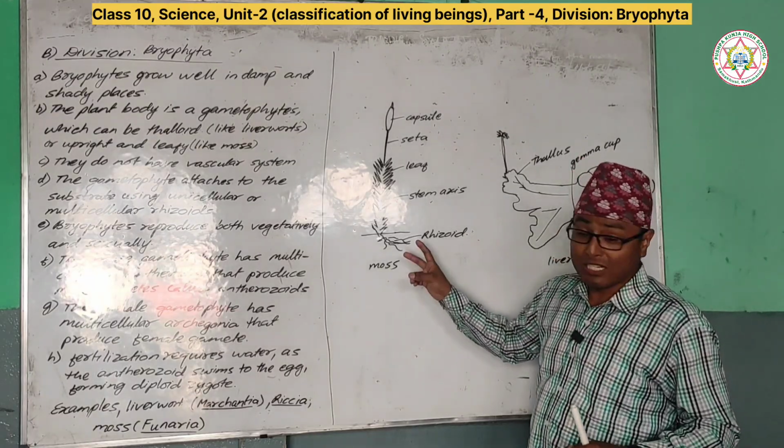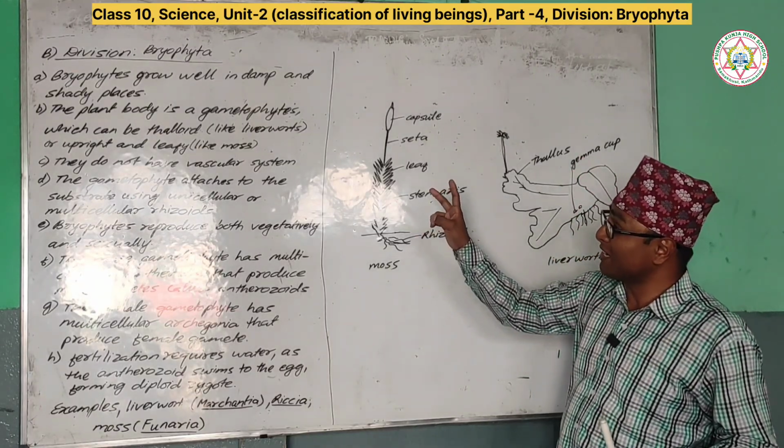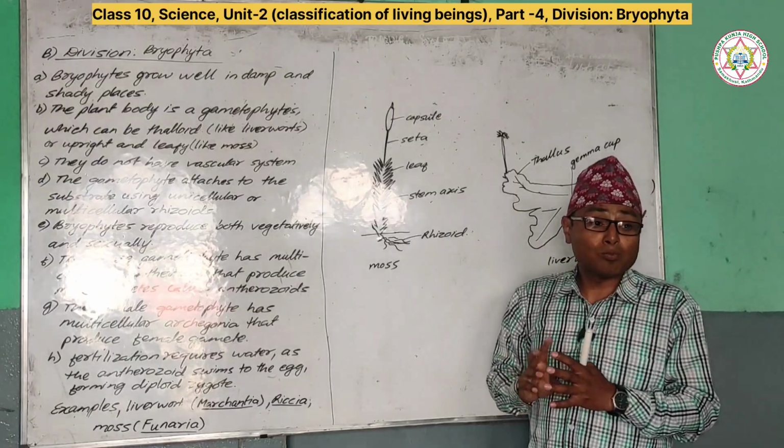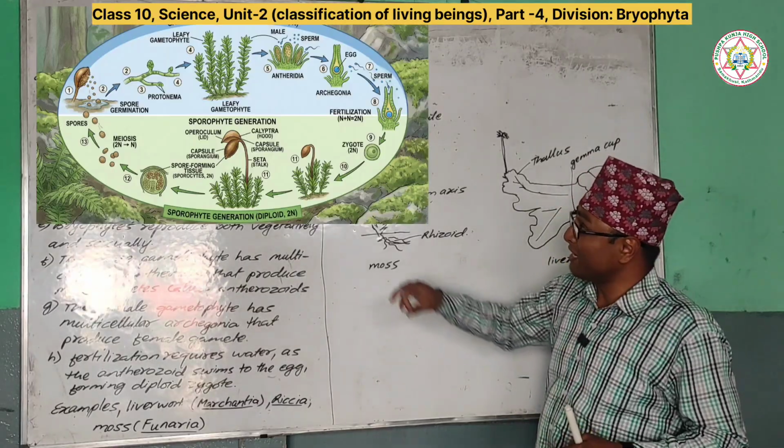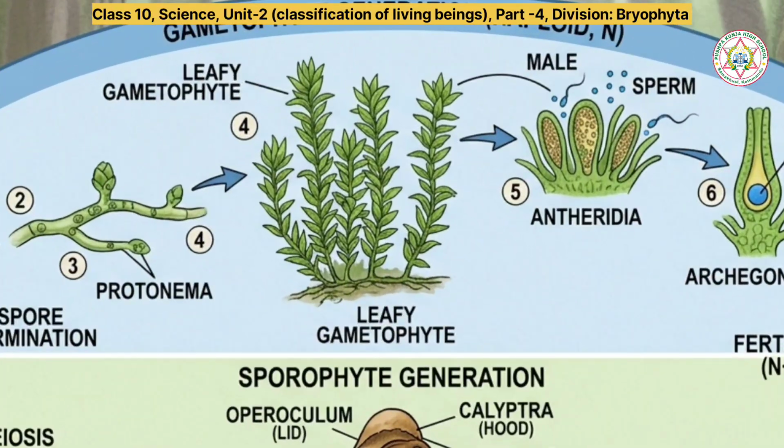That's why it has two stages. One is called gametophyte stage and another is called sporophytic stage. So gametophytic stage means in which it produces the gamete.